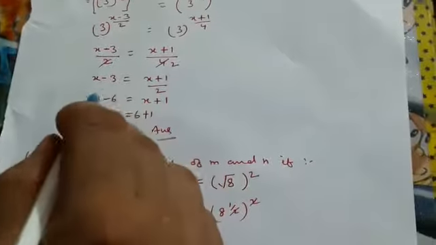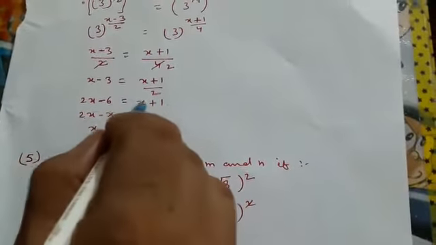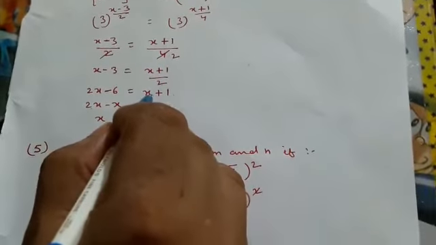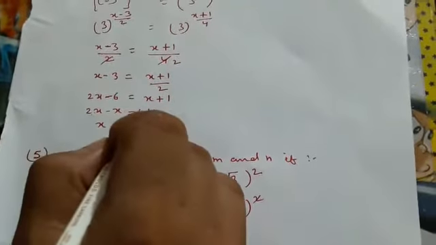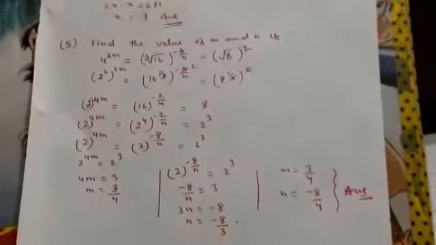Now we will make a cross multiplication. It will become 2x minus 6 is equal to x plus 1. So we transpose 2x, putting like terms together: 2x minus x is equal to 1 plus 6. So x is equal to 7. This will be our answer. Let us see the next question, number 5.